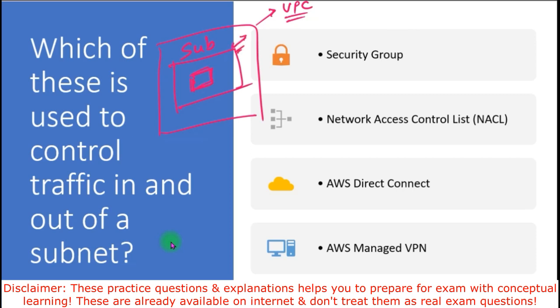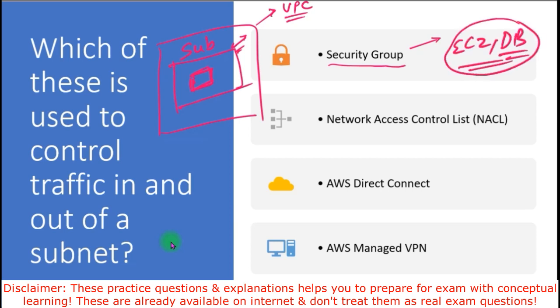First we have the option of a security group. This is a kind of virtual firewall, we can say, and it manages traffic in and out at the instance level, or we can say for AWS resources like EC2 or DBs. If we want to restrict or control traffic on these resources, then we will use a security group. Next, the network access control list. Yes, this will help us control traffic in and out at the subnet level. So for this question, our answer will be network access control list.